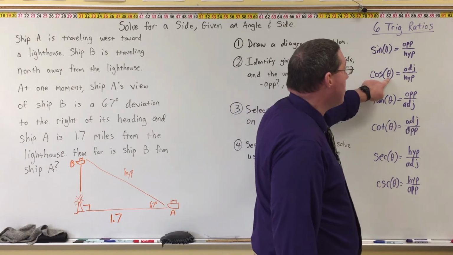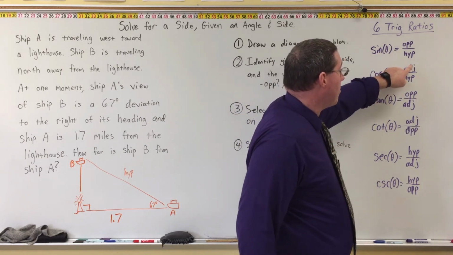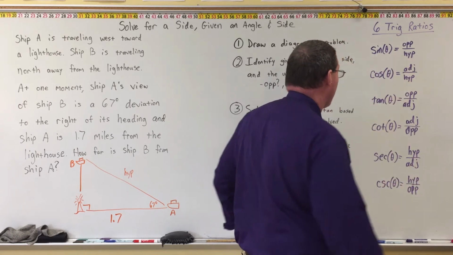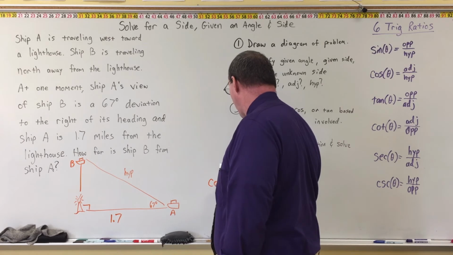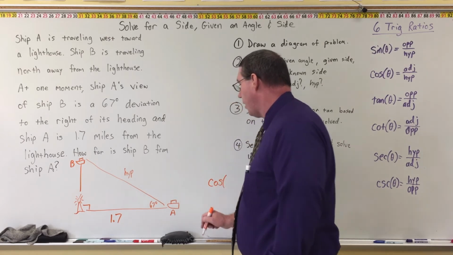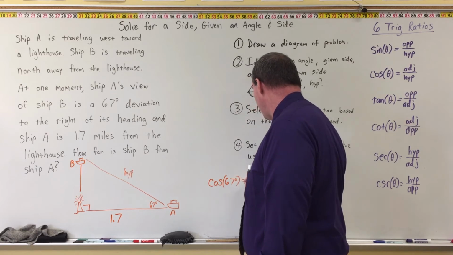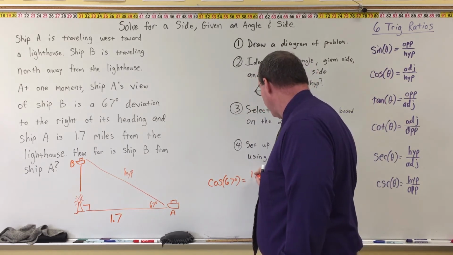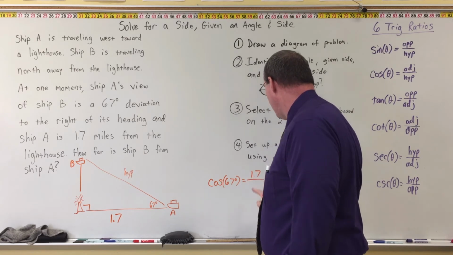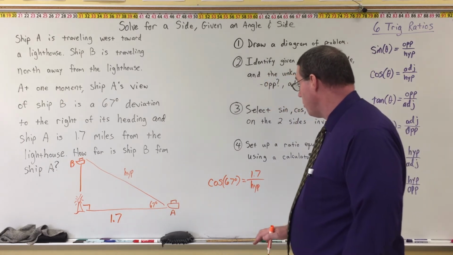But I'm going to replace theta with an angle measure, and I'm going to replace adjacent with the distance that they gave me. So I'm just writing the formula for cosine. So cosine of 67 degrees is equal to adjacent over hypotenuse. Well, in this case, adjacent is 1.7 miles over hypotenuse, HYP, here. And so now we're going to solve for hypotenuse.